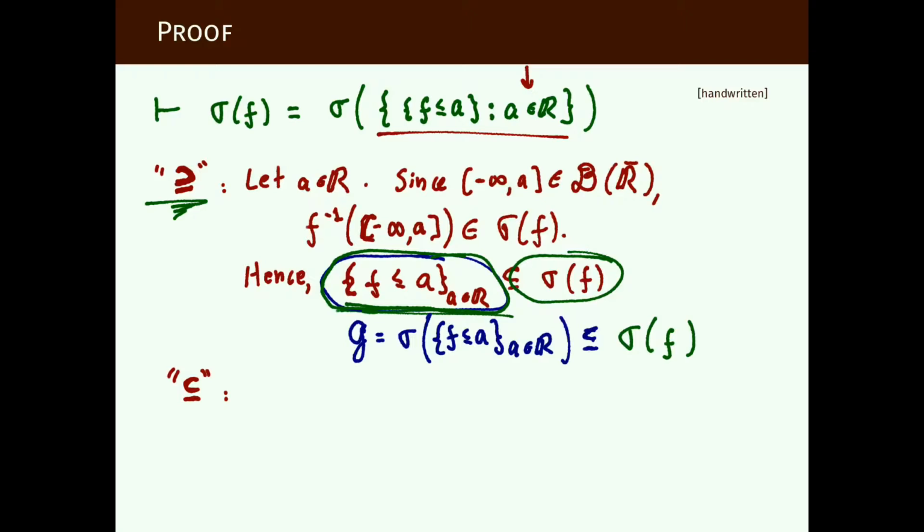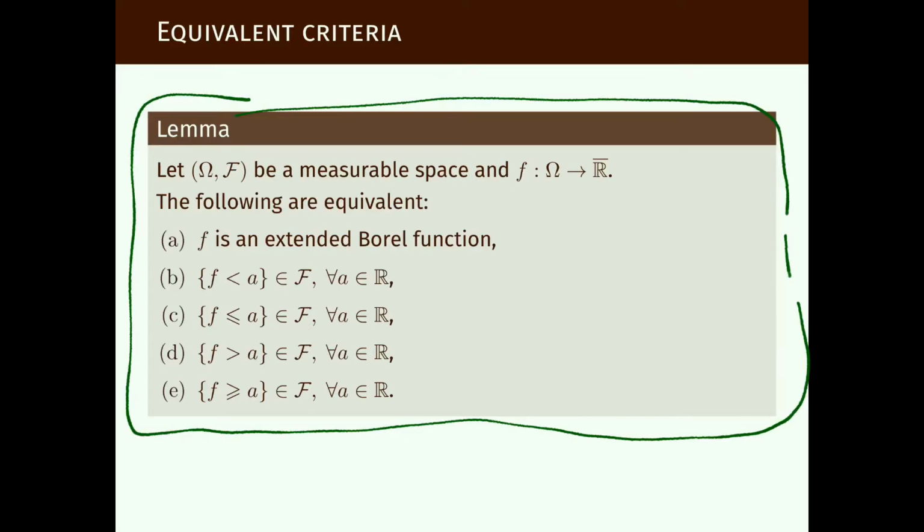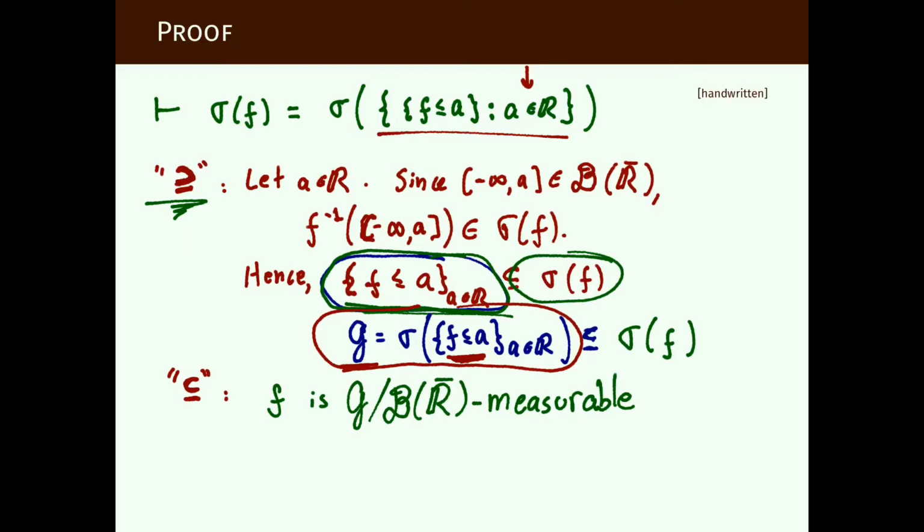Now for the inclusion in the other direction, we use again the same definition that we made for this family G, and we note that, let's go back here, since the pre-image of these intervals from minus infinity to a is a member of G for every real a, this follows from the previous lemma, from a previous part of this video lecture. It follows that the function f is G/B of extended R measurable.